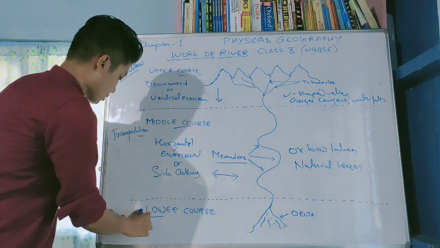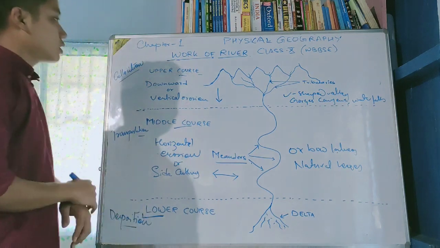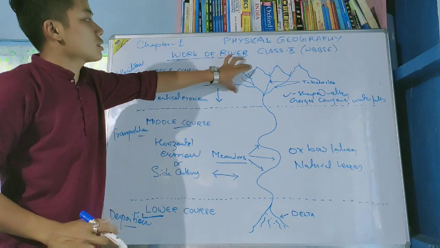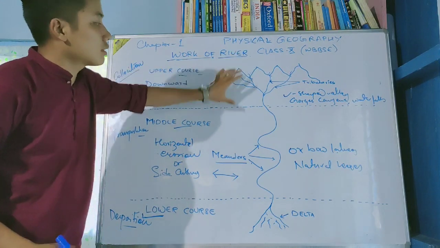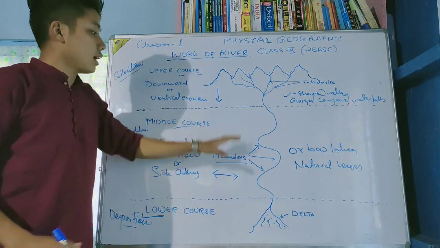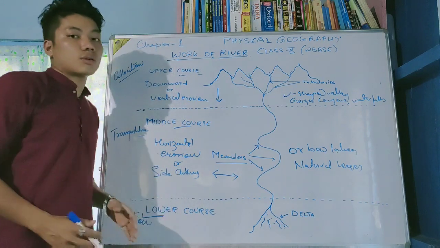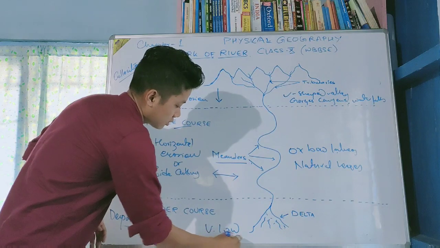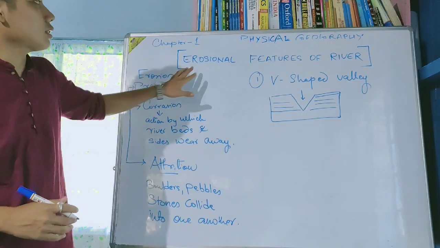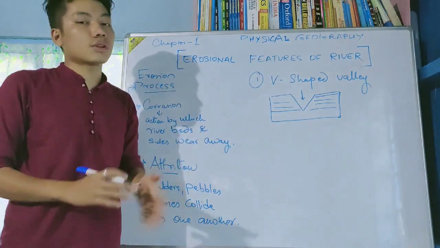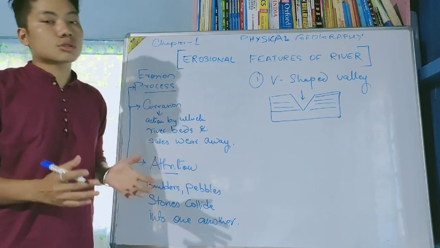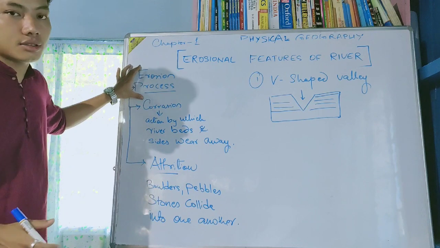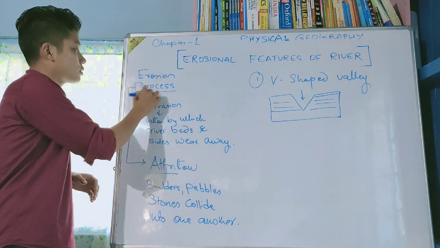Okay, if we talk about the velocity of the river, the velocity here is very rapid. It gradually decreases in the middle course, and in the lower course the velocity of the river is very low. Okay, now the next topic is erosional features of the river. There are different erosional features which I'm going to discuss now. Before that, let's discuss the erosional process.